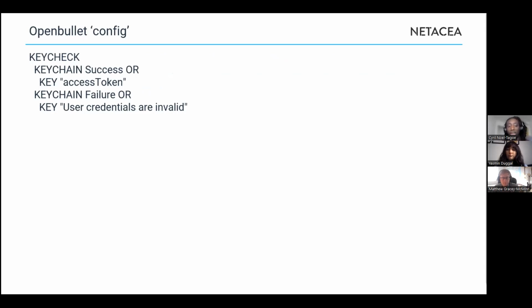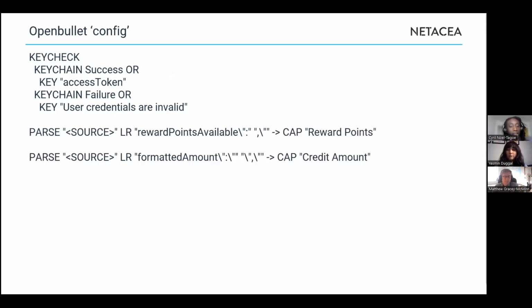Next is checking to see if the attack has been successful or not, looking at what values it gets back to determine whether the credentials are valid. And then here, very interestingly, it's looking for successful attacks. It's looking at how many reward points the customer has and pulling that amount out.